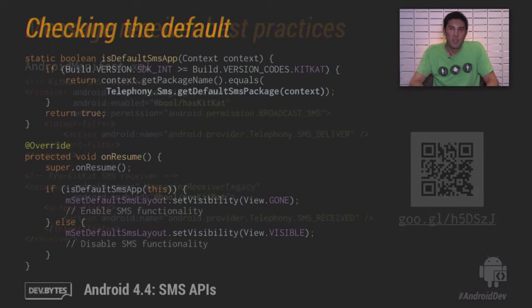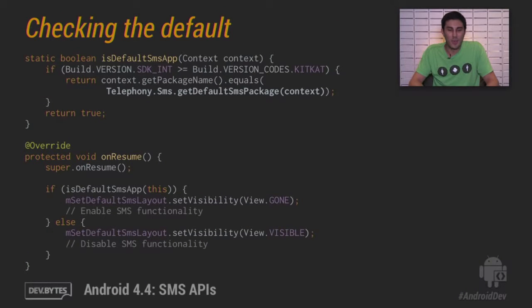Another new API in KitKat is the ability to check which is the default SMS application using the telephony.sms.getDefaultSMSPackage method. Here you can see we're checking to see if we're running on KitKat or above, and then we're going to use that method to work out if we're currently the default SMS application. You can then call this in your onResume of your key activities, hide and show certain layouts as appropriate, and also enable and disable certain functionality as appropriate. For example, you may not want to allow sending SMSs if you're not currently the default SMS application.